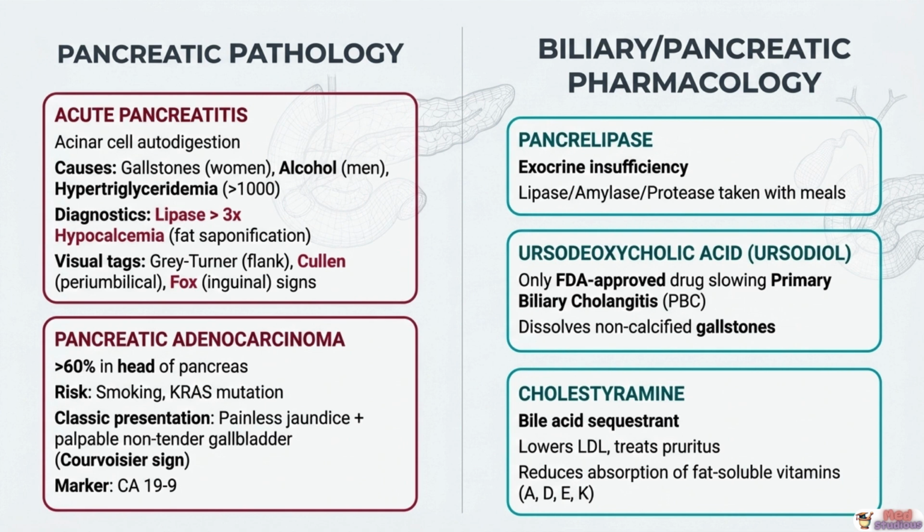Ursodeoxycholic acid is the only FDA-approved drug that slows progression of primary biliary cholangitis, and it can also dissolve non-calcified gallstones. And cholestyramine, a bile acid sequestrant, lowers LDL and relieves cholestatic pruritus. But be careful, it also reduces absorption of the fat-soluble vitamins A, D, E, and K.